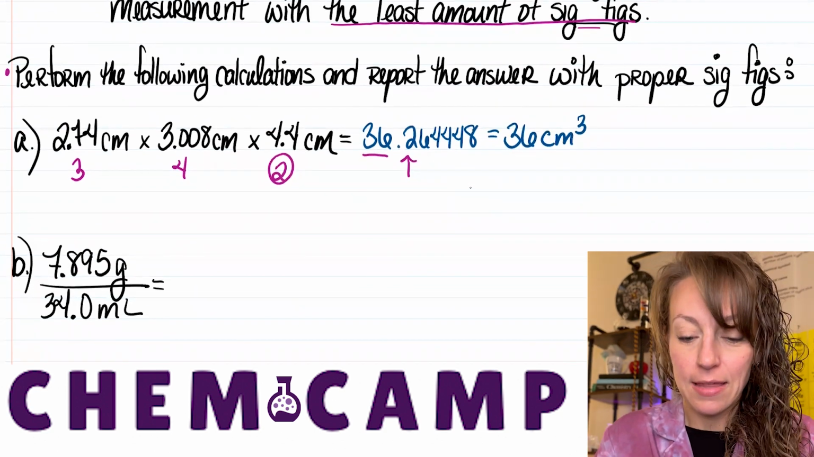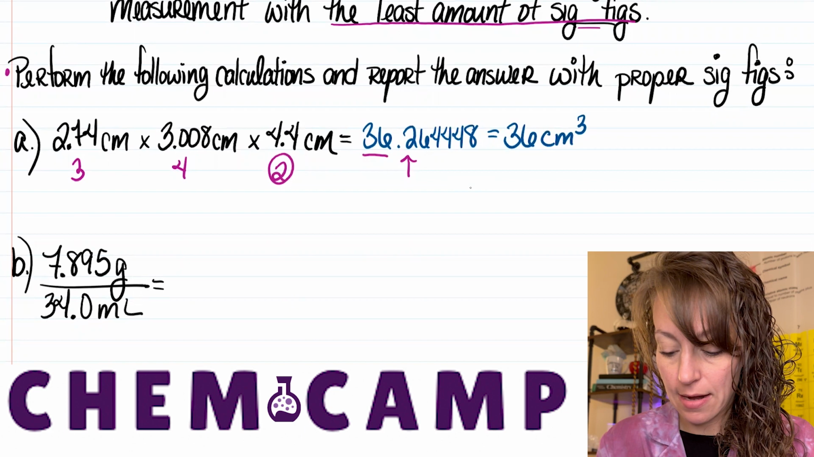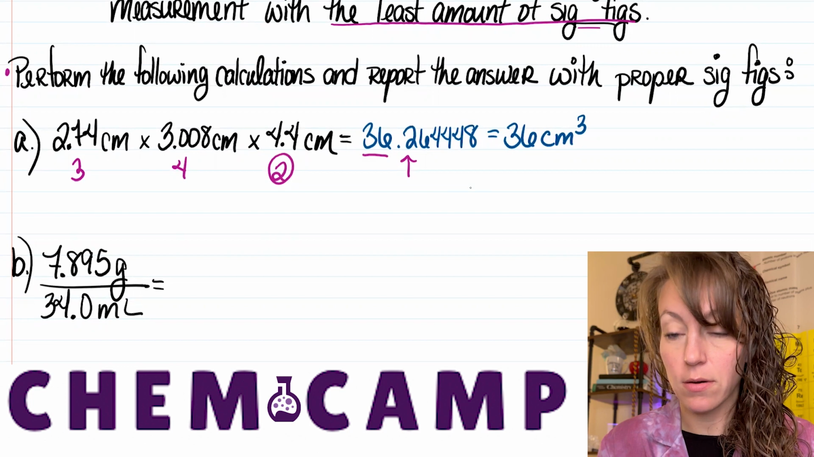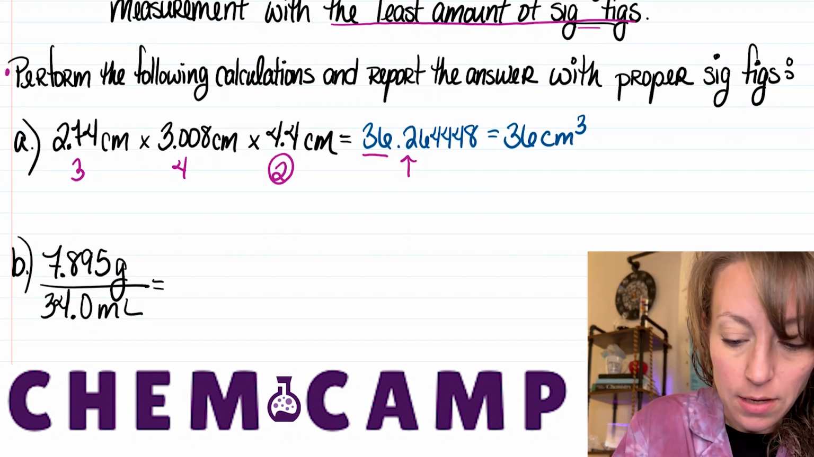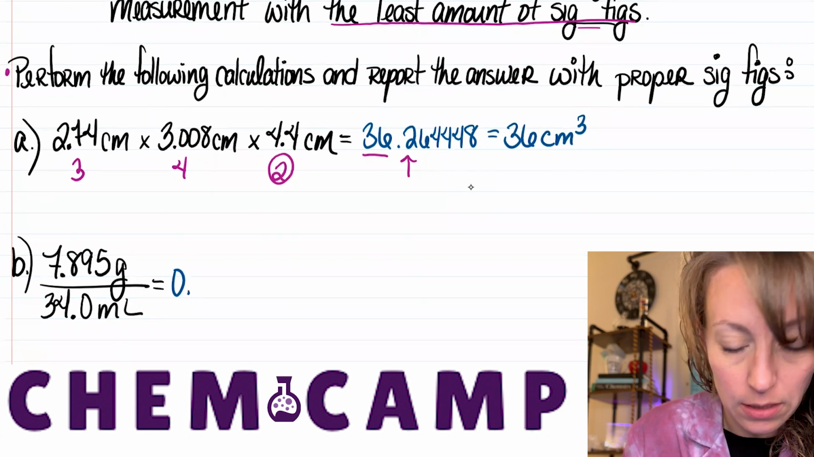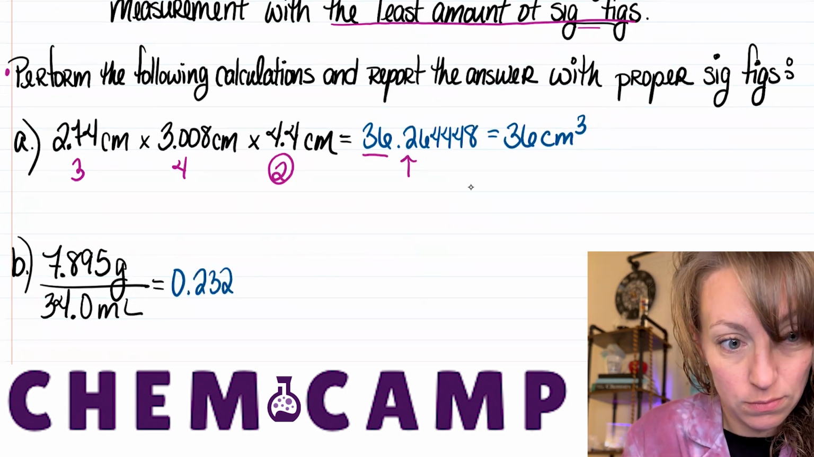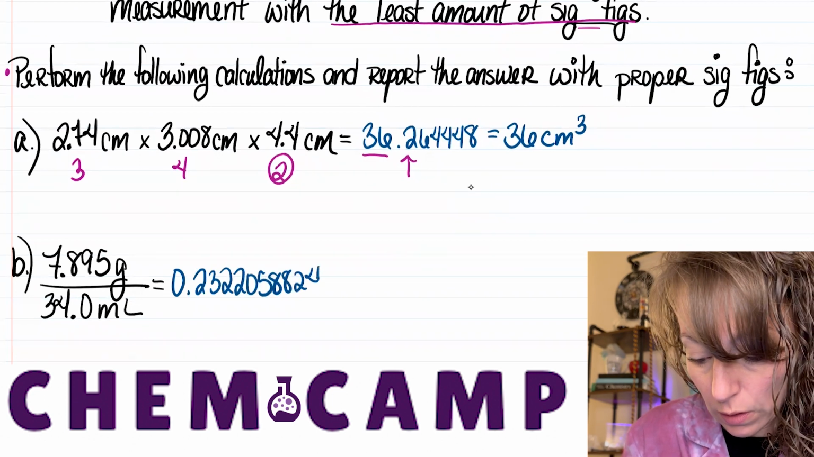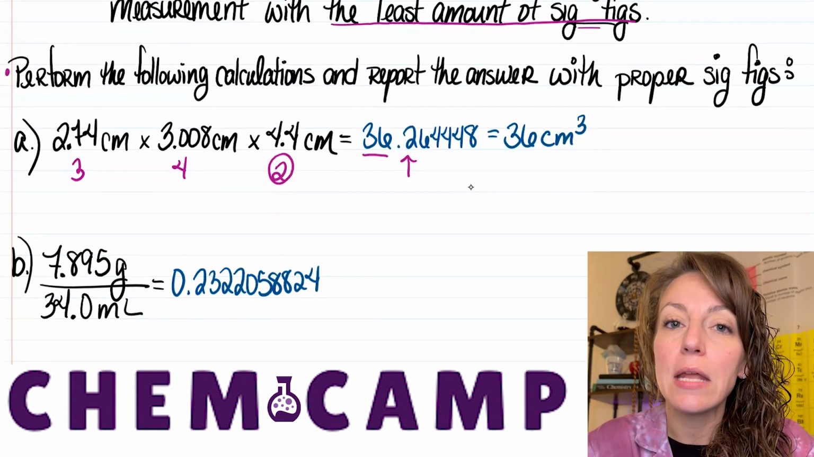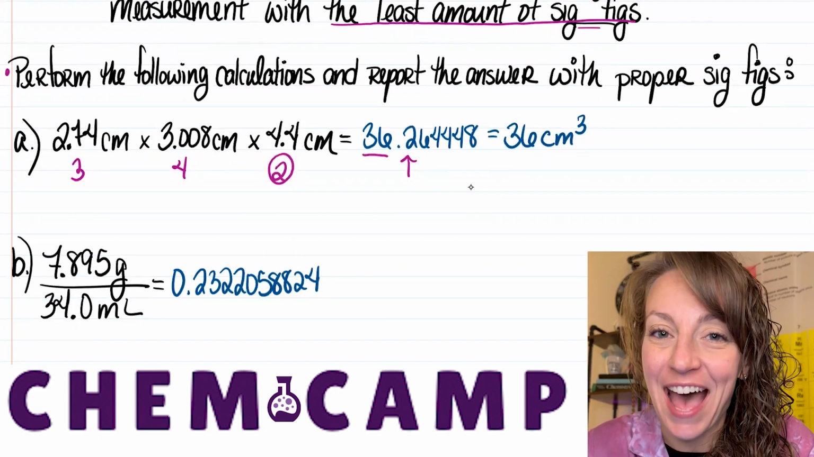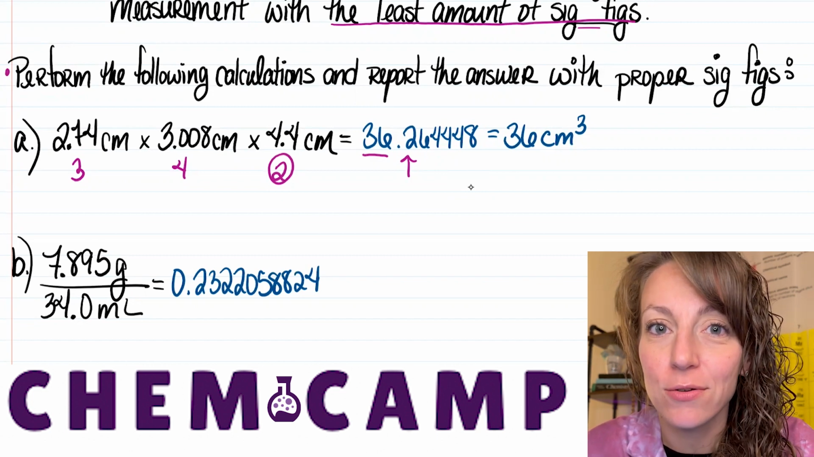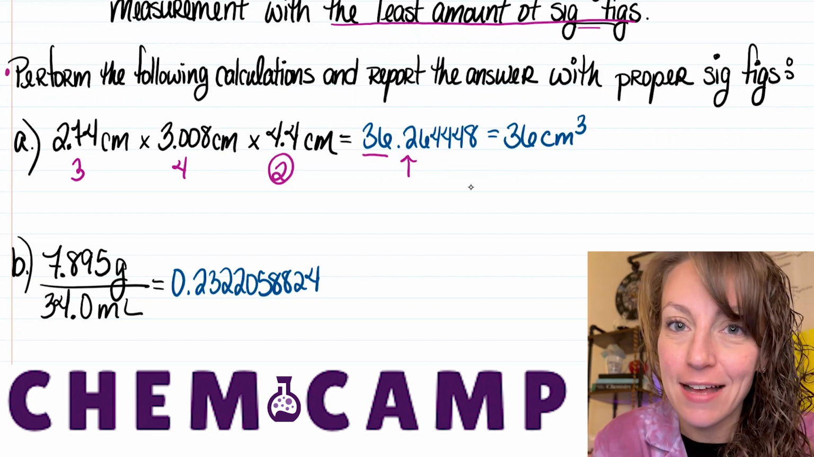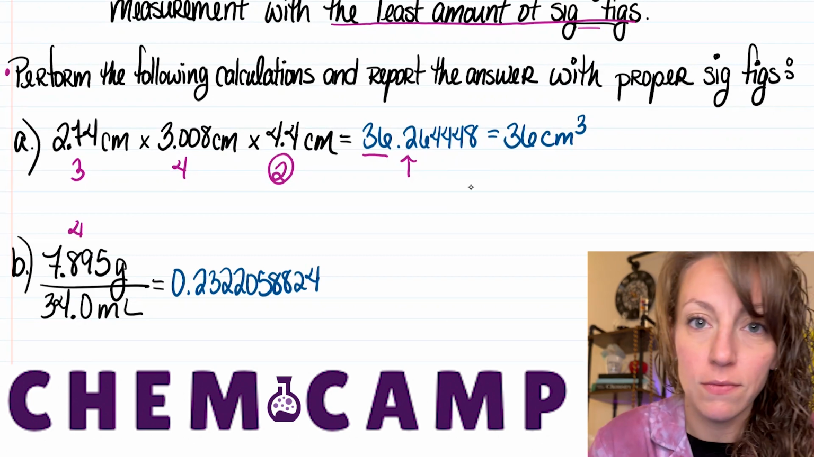In letter B, they have us take 7.895 grams and divide it by 34.0 milliliters, which gives us an answer of 0.23220588824 in our calculator. But once again, we cannot keep all those numbers. We have to figure out how many sig figs are in the measurements in the calculation. So in that top measurement, there's 4 non-zero digits. So we have 4 sig figs.